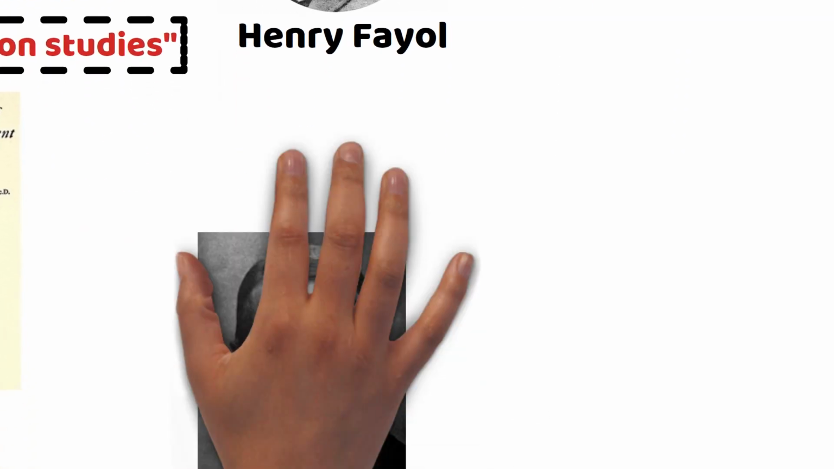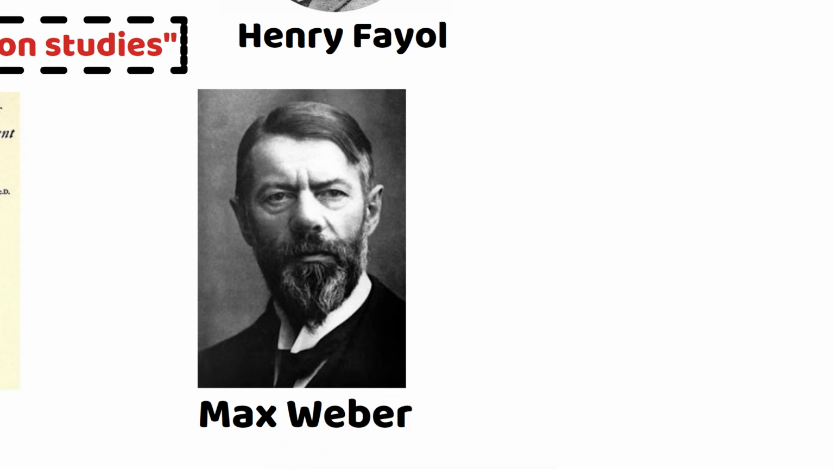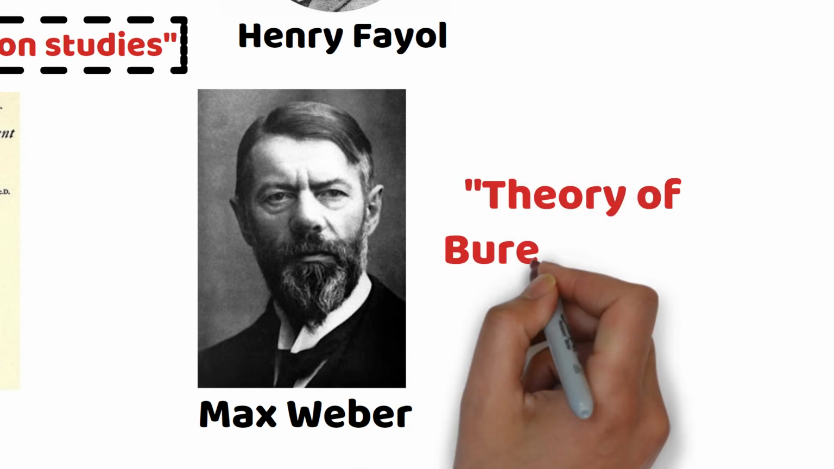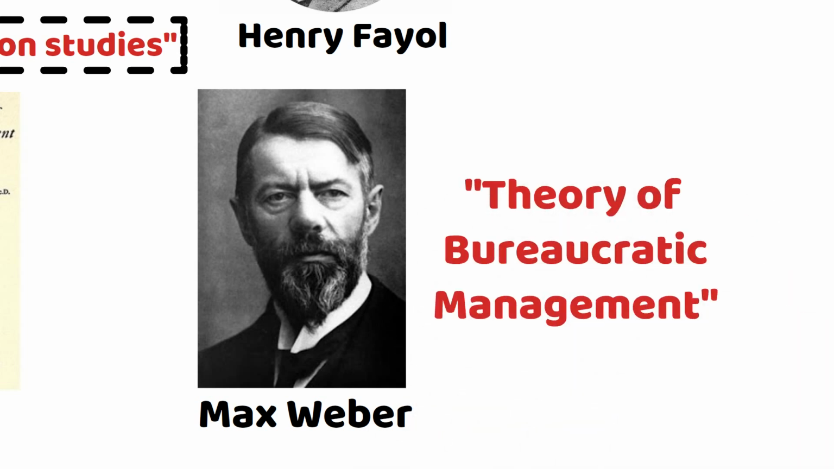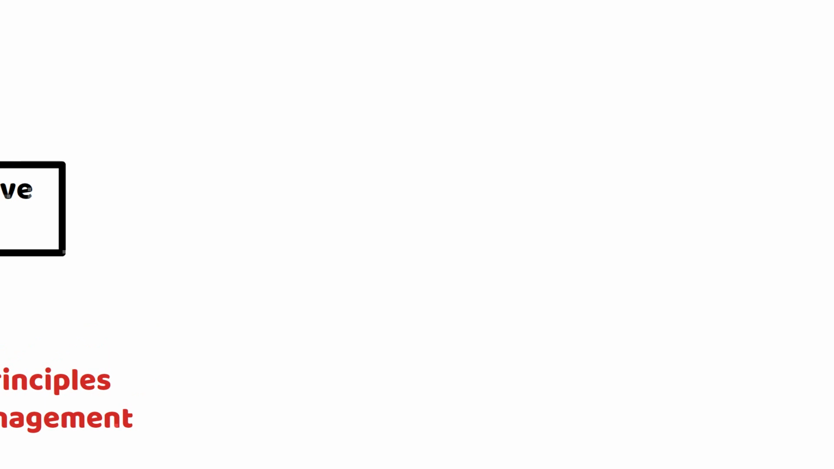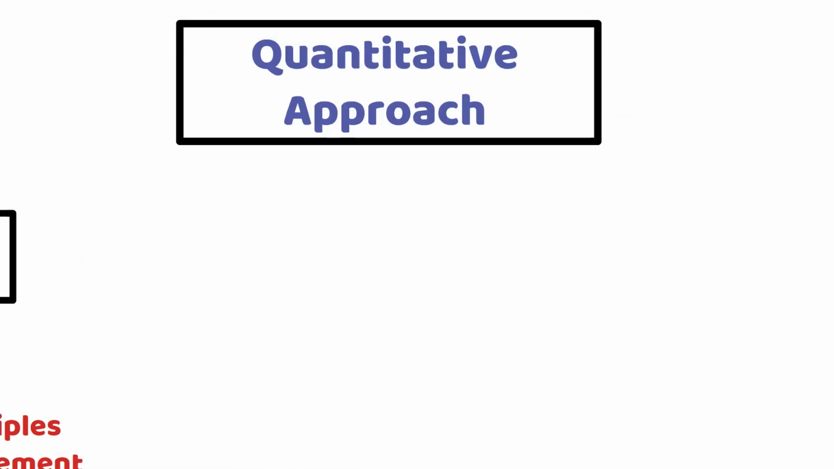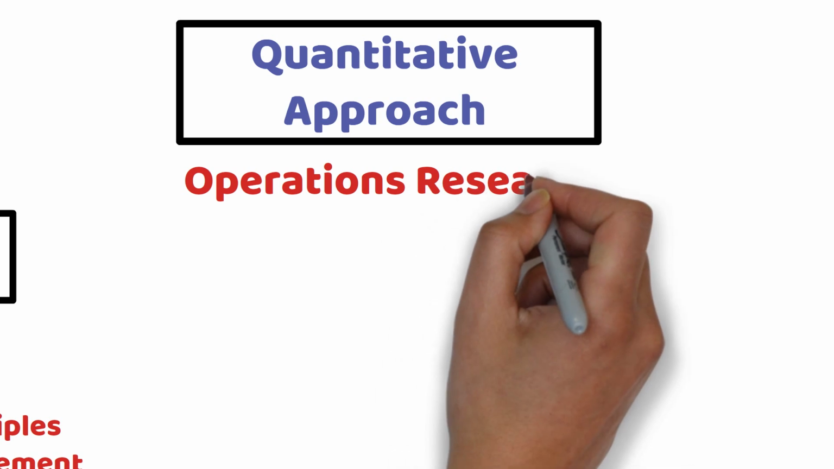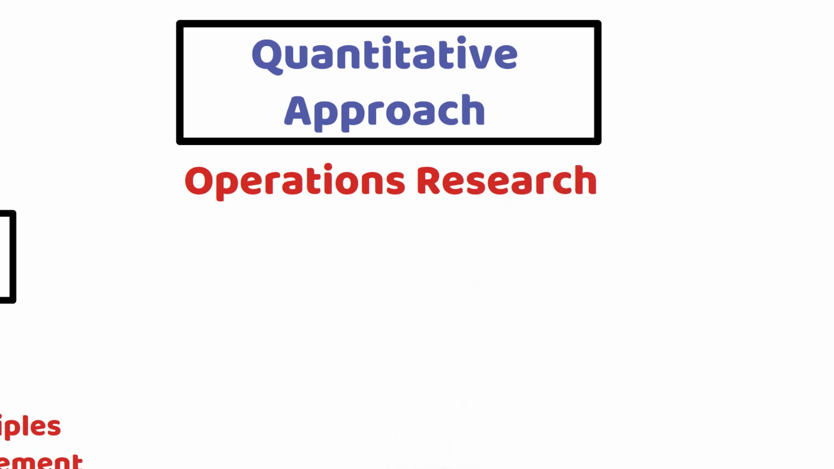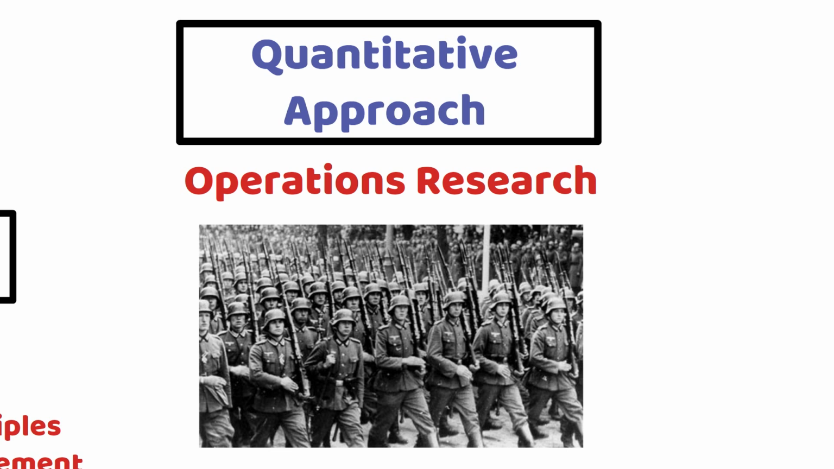Then we discussed Max Weber, another theorist in the scientific management field. He proposed the theory of bureaucratic management. He believed that bureaucracy is the most efficient and rational form of organizational structure for large-scale, complex organizations. In the quantitative approach to management, we understand how the concept of operations research evolved in management. British achieved significant technological and tactical breakthroughs with help of mathematical calculations and predictions made by that team.